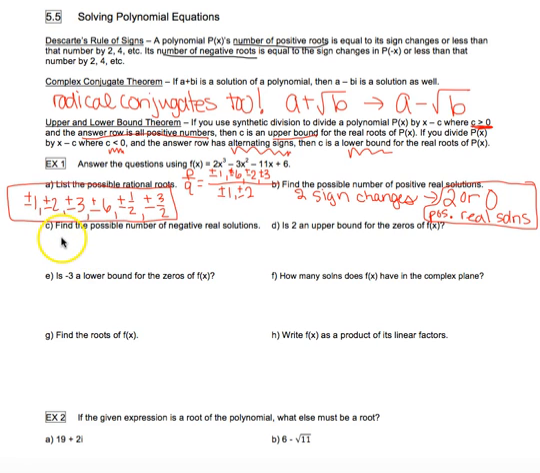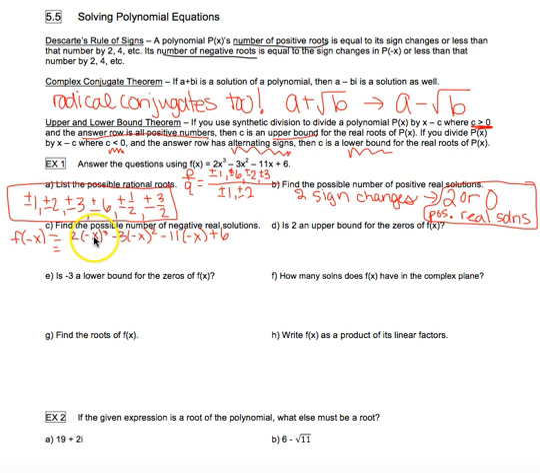Then we're going to find the possible number of negative real solutions. So negative roots are equal to the sign changes in P of negative x. So I don't look at the original. I have to find f of negative x first, which means this notation means plug in negative x in place of x and simplify. So I'm going through the entire polynomial and I'm replacing x with negative x everywhere I see it. And then I'm going to simplify.